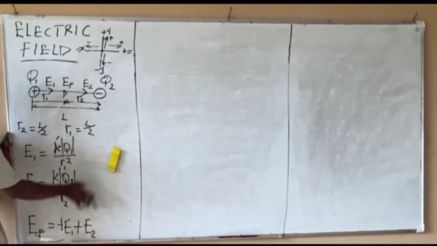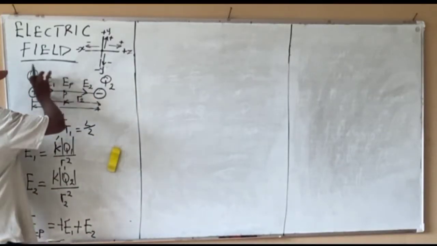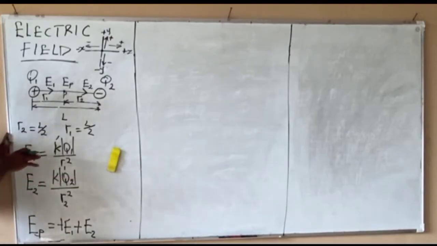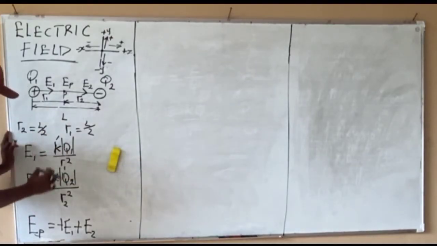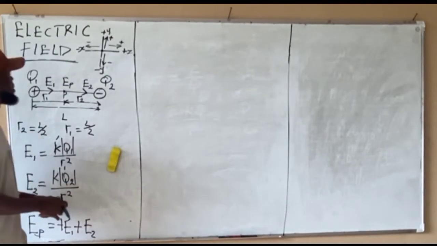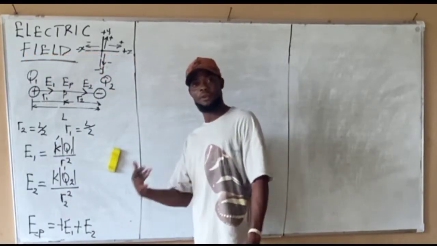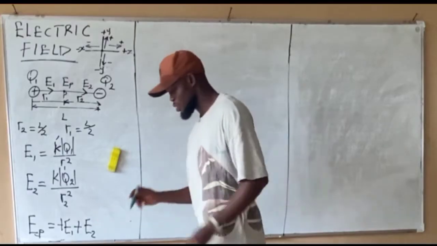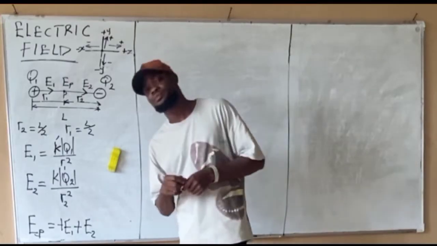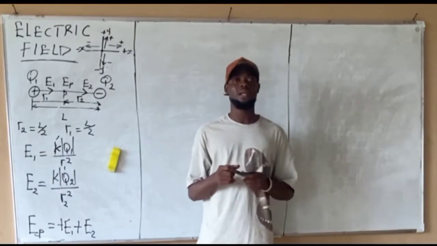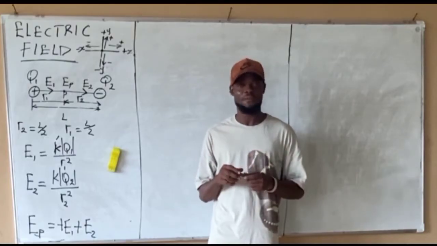So both E1 and E2 will be positive, since they are going towards the positive x direction, or the right-hand side. This is just the best way to explain that. This is what we call resolution of vectors. So if you can do this, you are going to have the answer in a very simple way. So please, let's look at a very lovely example now.